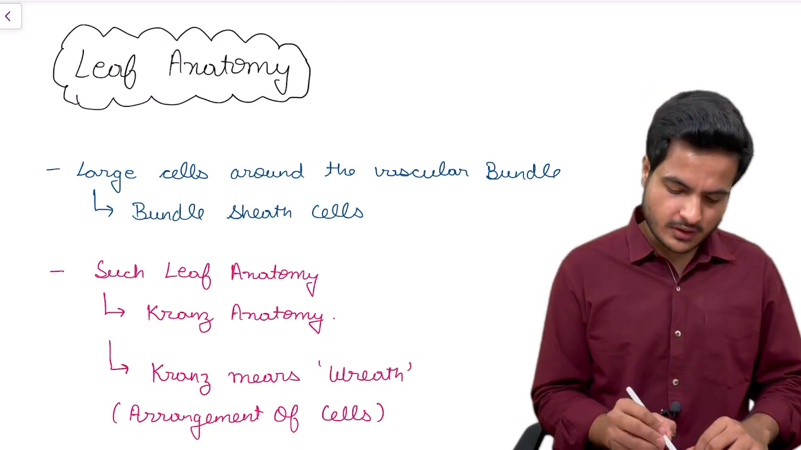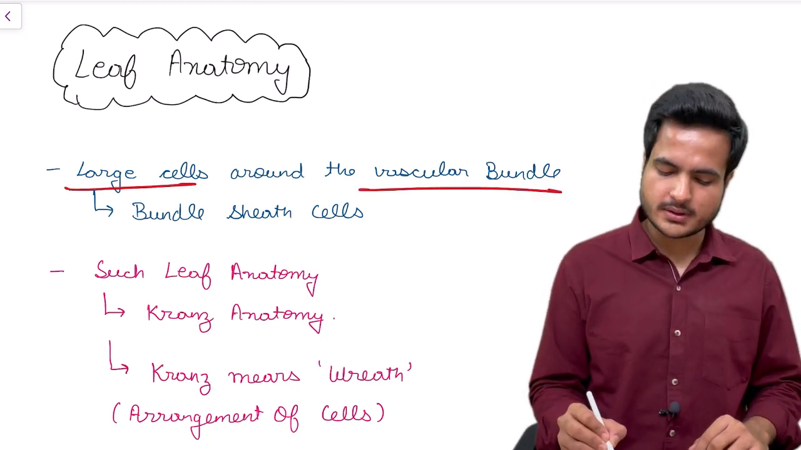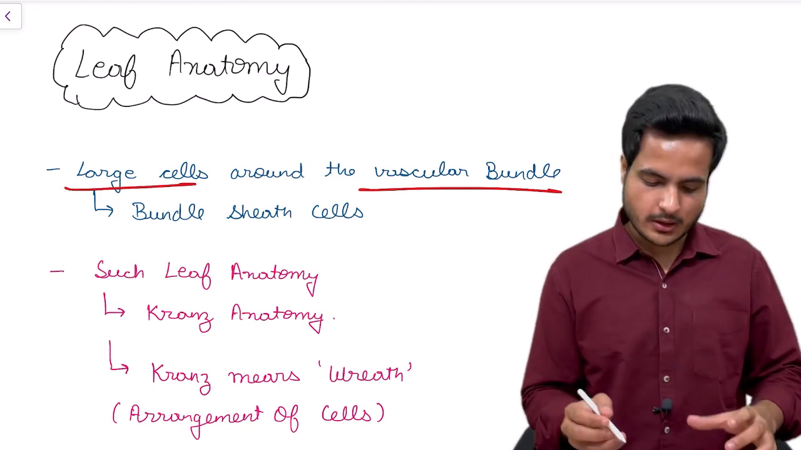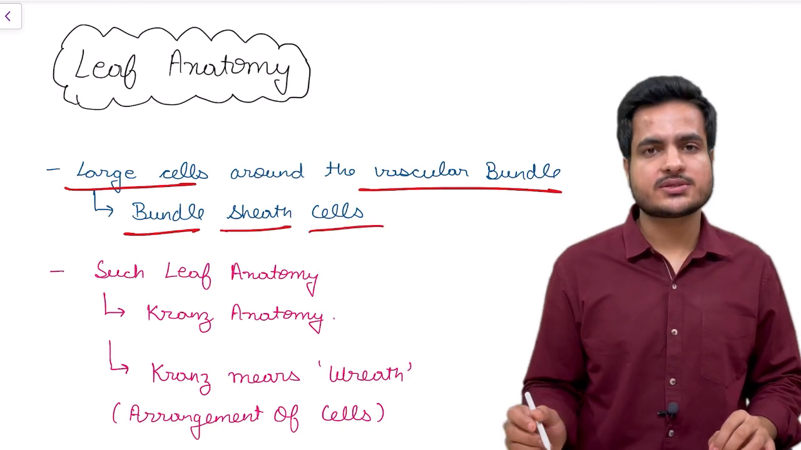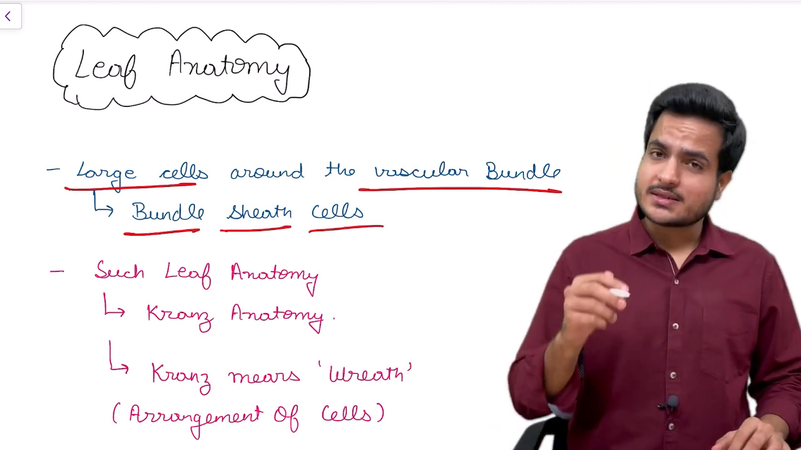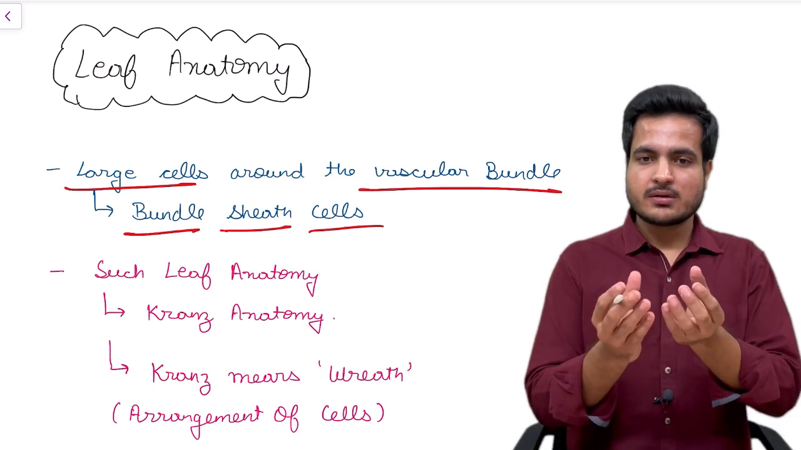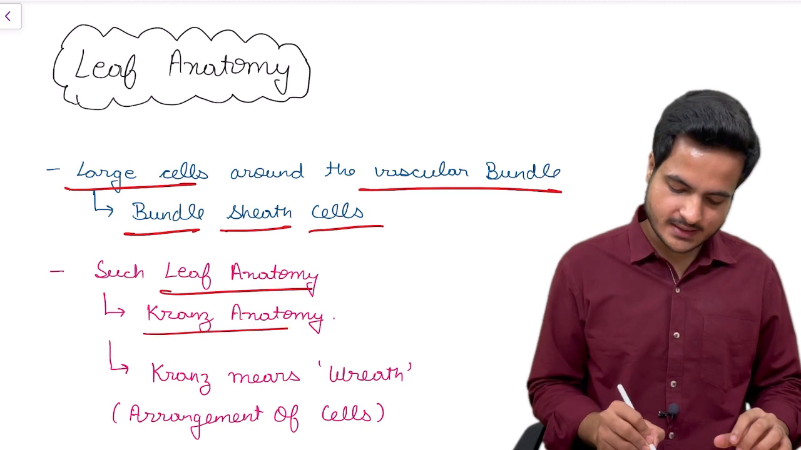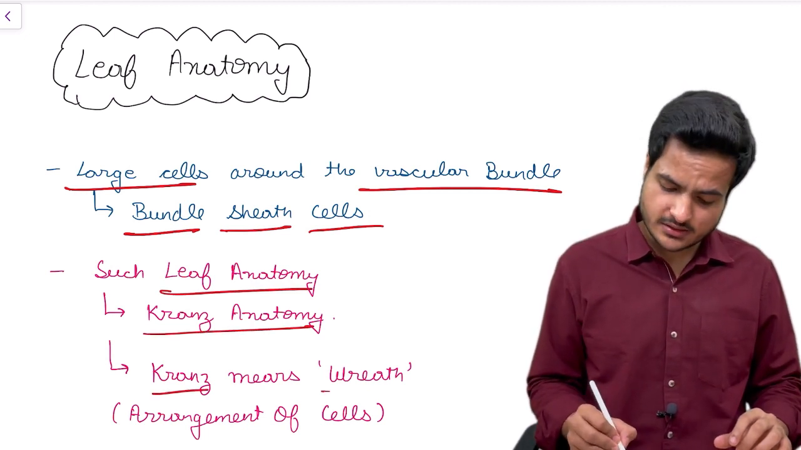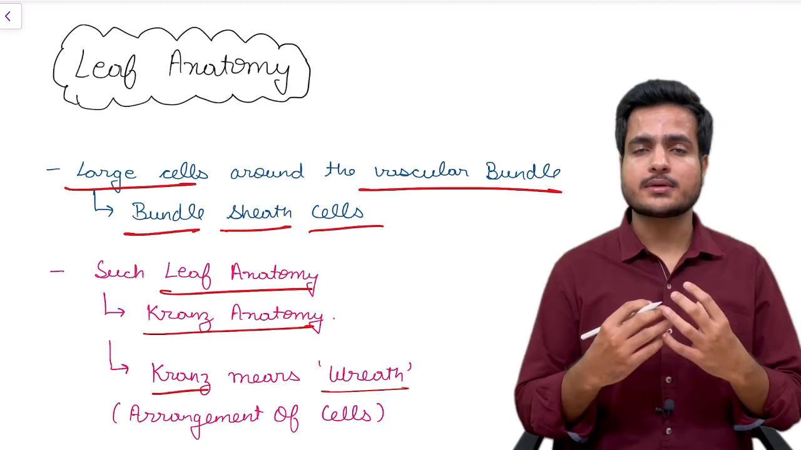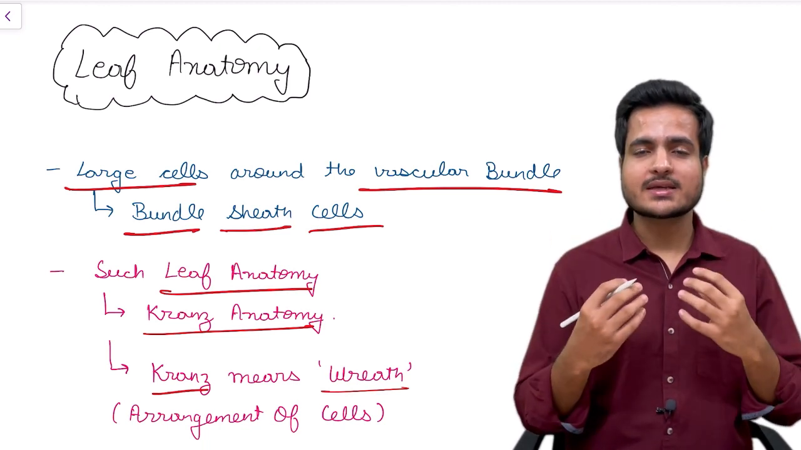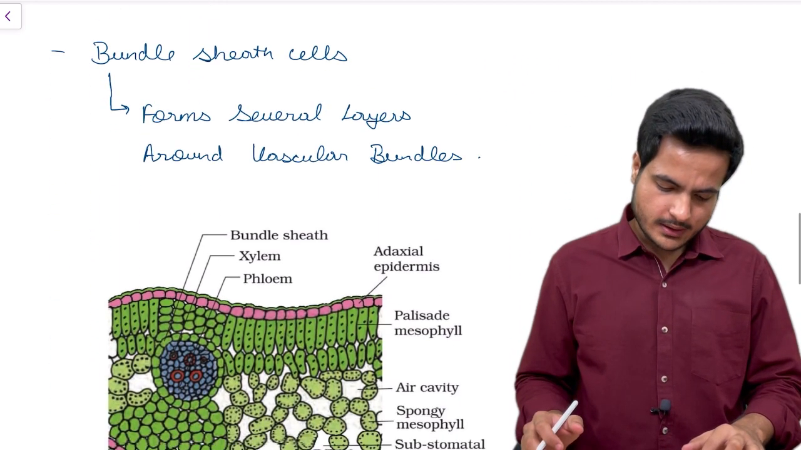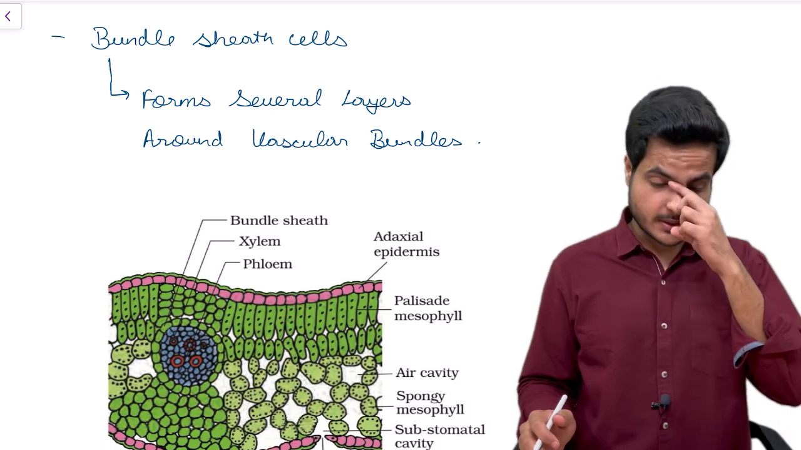These plants have large cells around the vascular bundles, and since they act as a sheath covering the vascular bundle, they are called bundle sheath cells, as simple as that. And this type of leaf anatomy, where we have all these cells arranged in a circular pattern, we call Kranz anatomy, where Kranz means wreath, a garland of flowers, where the flowers are replaced by these bundle sheath cells.